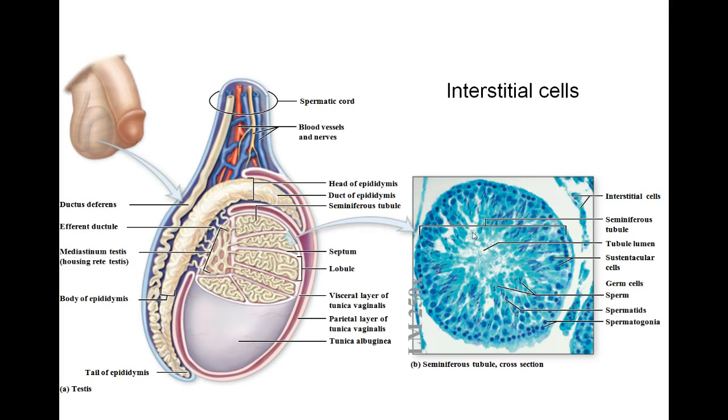Now, what's going to happen is the sperm are going to develop in here. They're going to travel into these tubes here that are called the rete testis. Then they're going to go to the epididymis, and that's where they're going to hang out and mature. From the epididymis, they're going to travel this way and out the ductus deferens into the body.